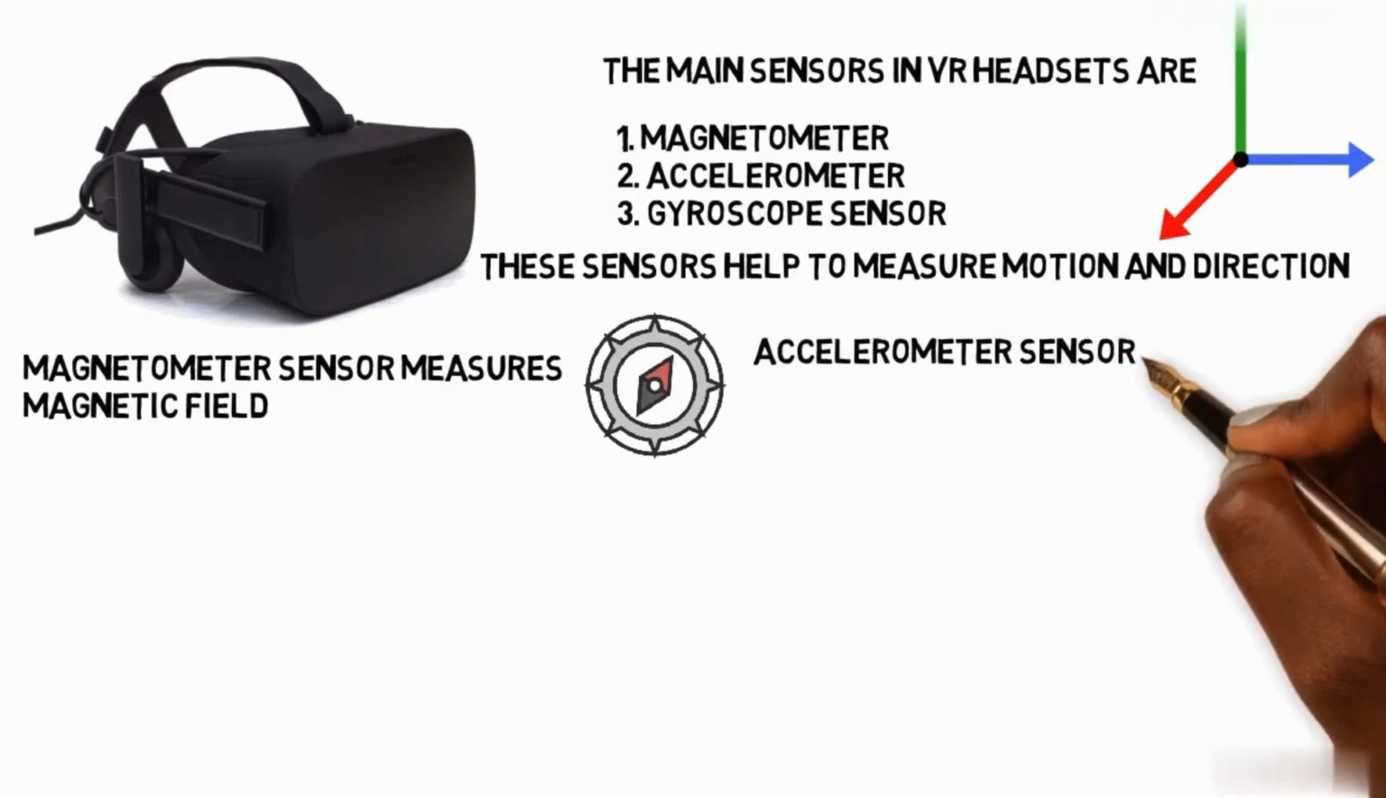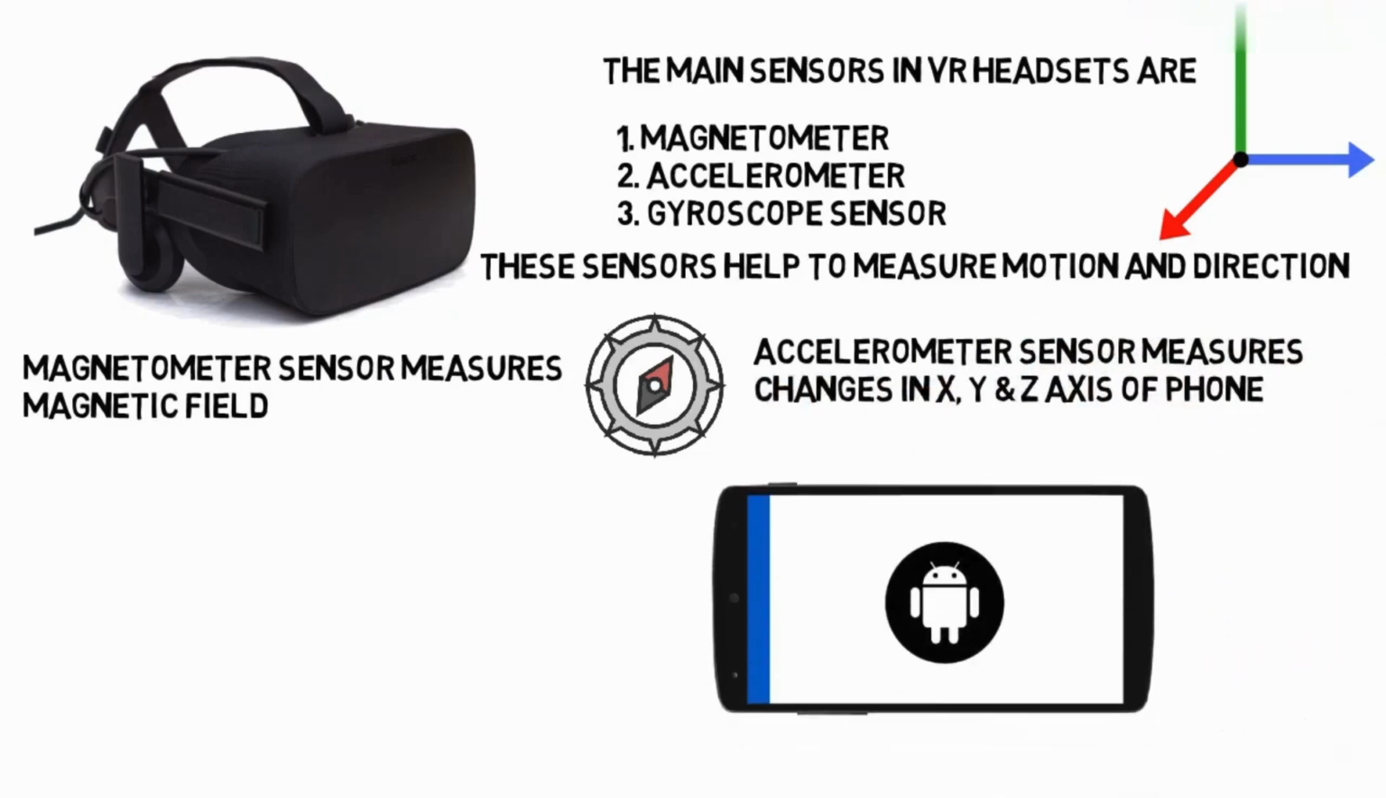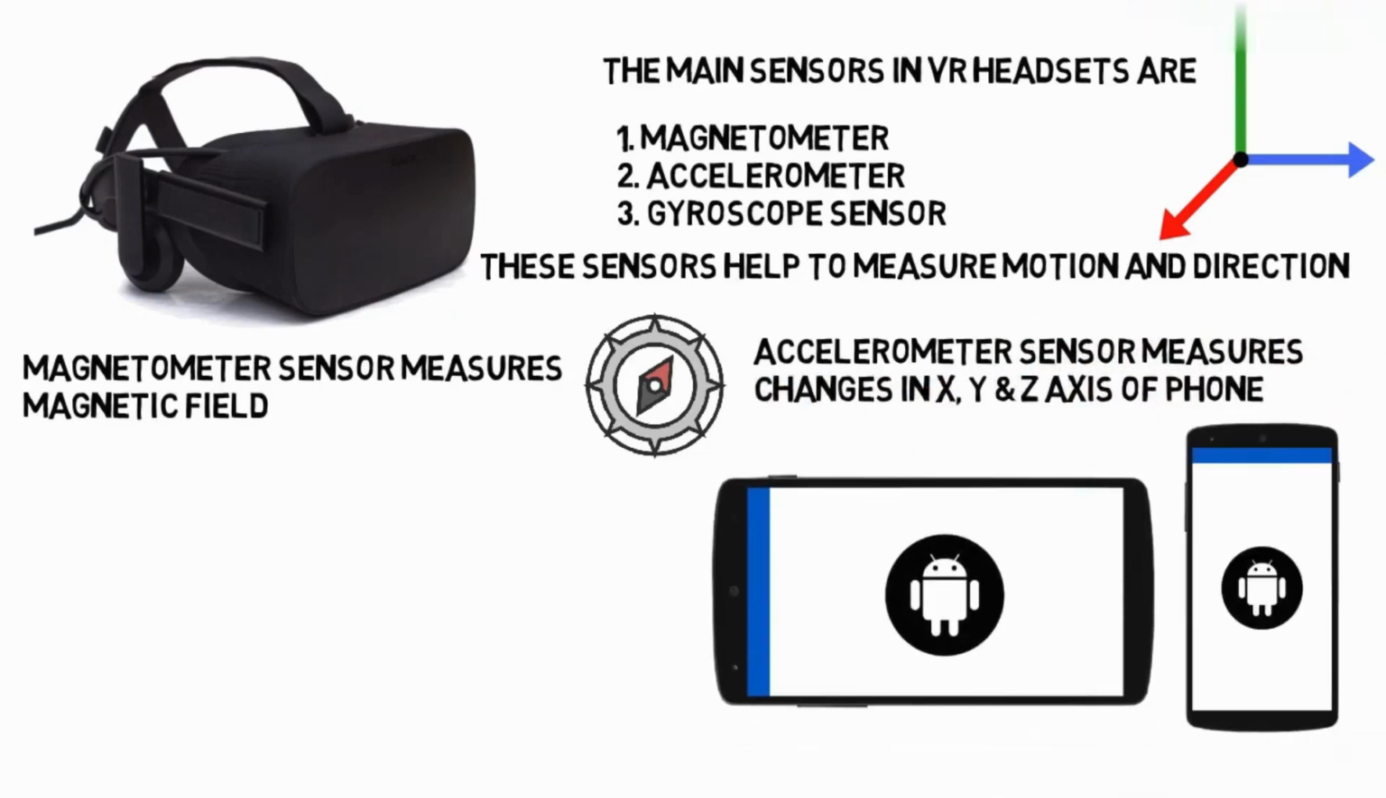An accelerometer sensor basically measures the change in X, Y and Z axis of the smartphone. An accelerometer sensor is used to detect whether your smartphone is in landscape mode or in portrait mode. For experiencing virtual reality, your smartphone should always be in landscape mode.